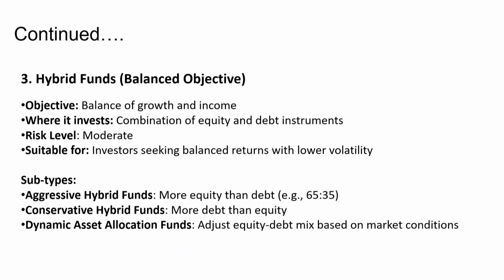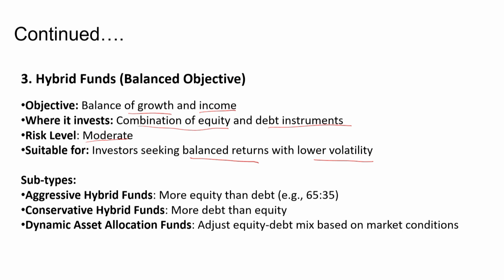Now the next category is hybrid fund. These have some balanced objectives. You can say it is a mixture of both growth oriented and income oriented mutual fund schemes. So they will offer you both growth and income over a period of time by investing your money. Here a combination of equity instruments and debt instruments is chosen for the purpose of investing your money. Risk level is moderate, and investors who are seeking both objectives, that means a balanced return is required by them, and with lower volatility they can invest their money into balanced or hybrid funds.